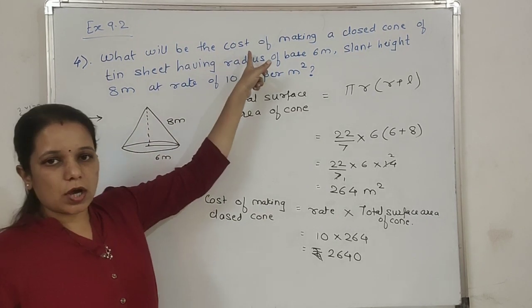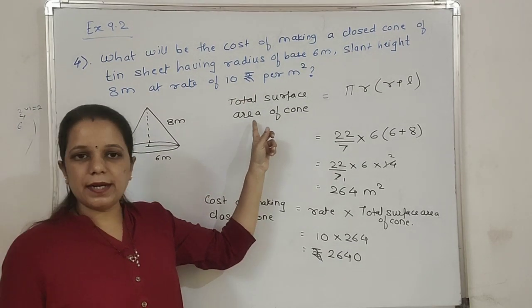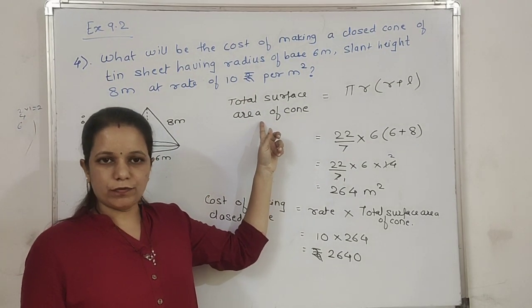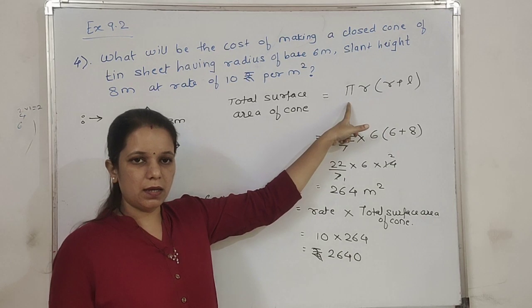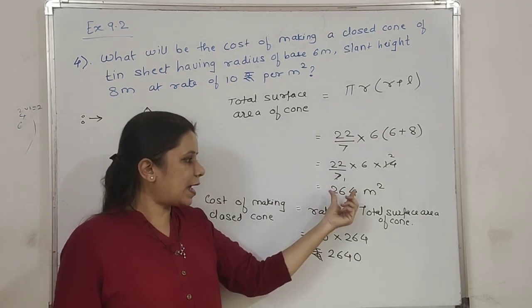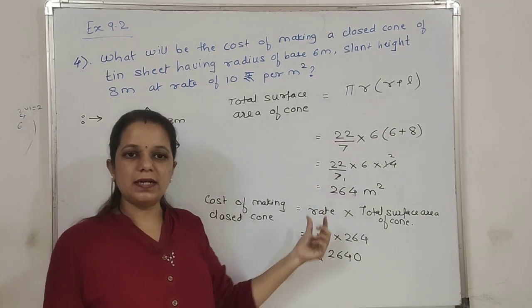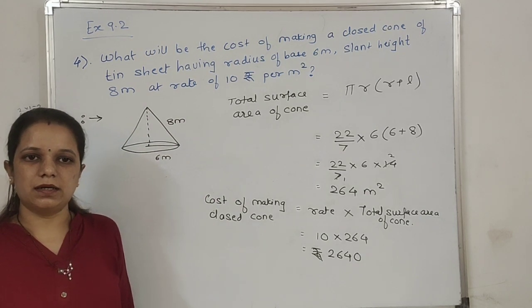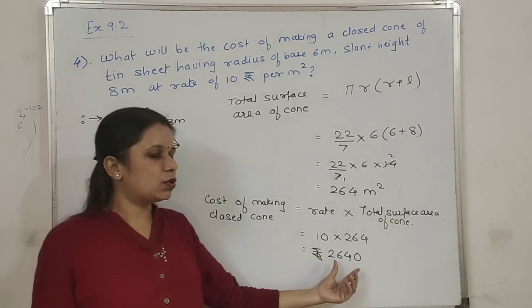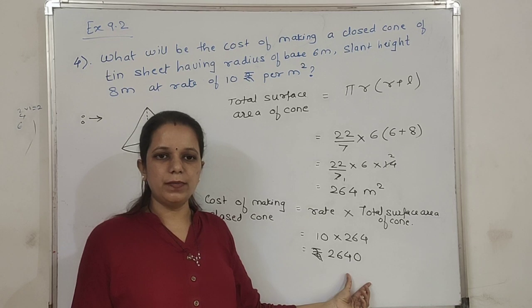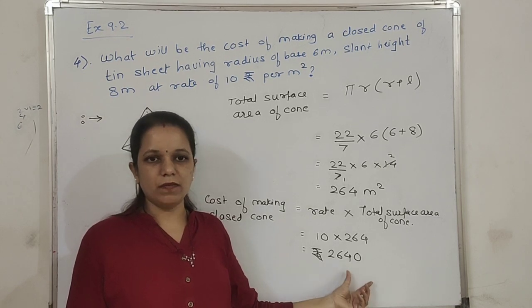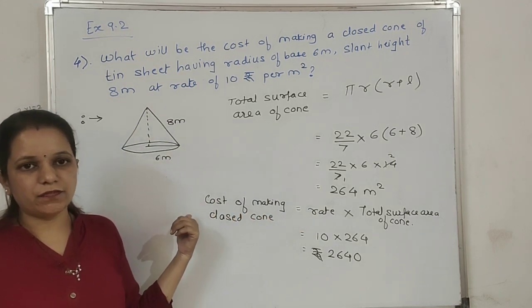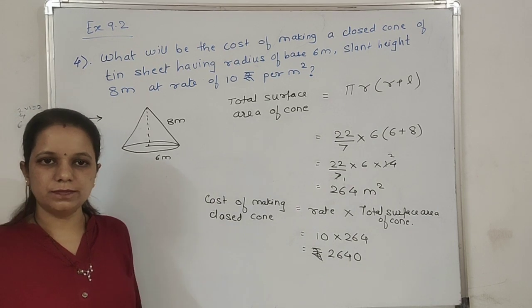To find the cost, first we will need to calculate total surface area of the cone using the formula, and then for that total surface area we will multiply it by rate. So that will be 2640 rupees. Okay, very easy sum. And a different one, please note it down.